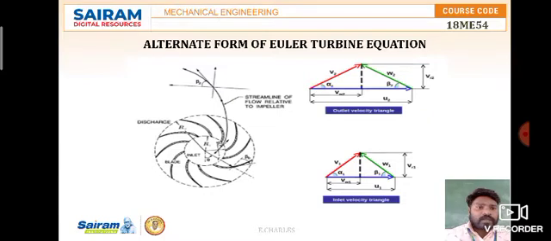Then Vw1, the whirl velocity, is the tangential component of the velocity, and then u1, the linear velocity u1, and then Vr1. Actually this Vr1 is supposed to be inside the triangle. If u1 is greater than Vw1, then this modified triangle will take place, so this Vr1 will come out. And there you will find beta 1, which is nothing but the blade angle. So this is the inlet velocity triangle.